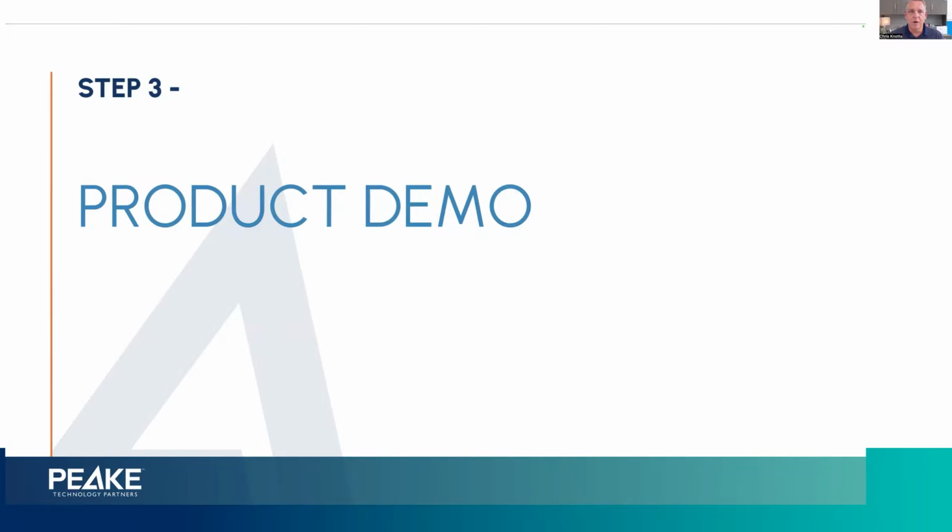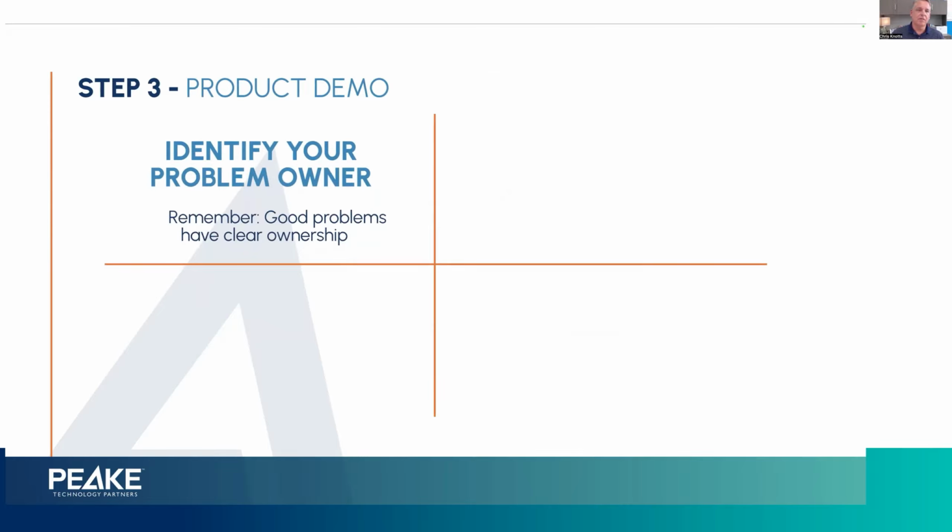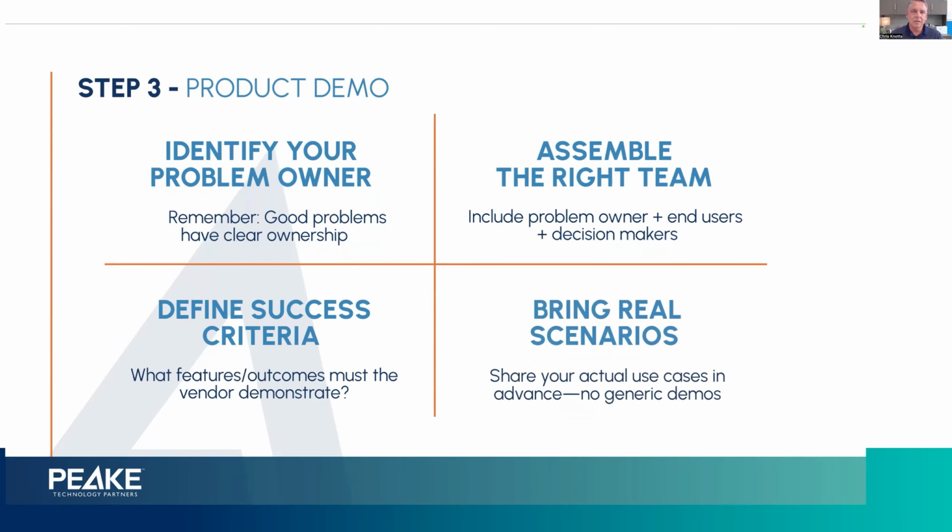Now we get to the product demo. So we've defined the problem, we've walked through the solution, we've done all this pre-demo due diligence, check, check, check. We're all green lights. Now we're at the demo itself. It's ideal to have a champion within your organization, or what we would call the problem owner, who is assigned and dedicated to walking this product through to an ultimate solution.